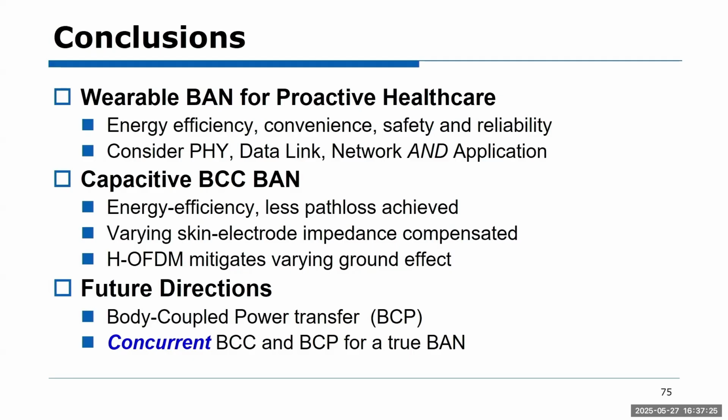And I didn't mention it today, but you can also do concurrent BCC and BCP for a true body network using the same electrode. With the same electrode, you can do the power transfer and then communication, which is not easy, of course, but you can do that with circuit features to overcome it. So by doing so, you have the base station, for example a smartphone in your pocket, which is providing power to the rest of the sensors. And then the sensors are communicating back to the smartphone using BCC at the same time. So you can do BCP and BCC at once for advanced or more convenient sensors.